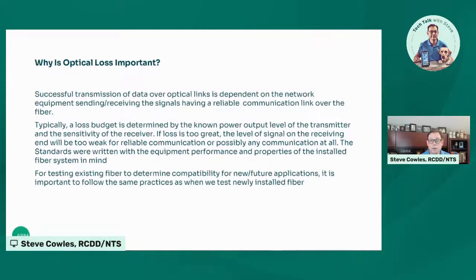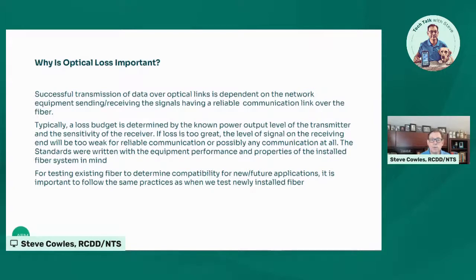And again, that loss budget is determined by the known power output of a transmitter and the receiver sensitivity. So there's kind of a window. So if your transmit power is at one level and your receiver sensitivity will have a range, the loss over that fiber, if it's too much, it can drop that signal down below that range at which that receiver can pick it up. And that's what causes problems with fiber, and that's why we need to test it.